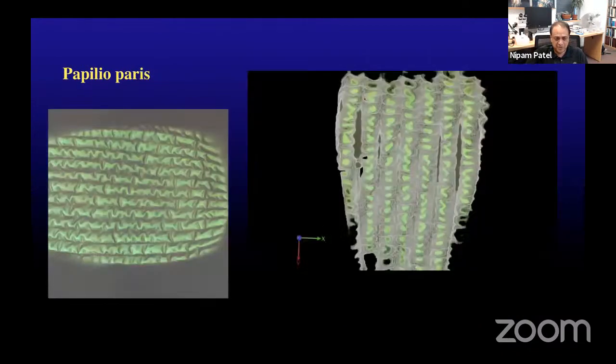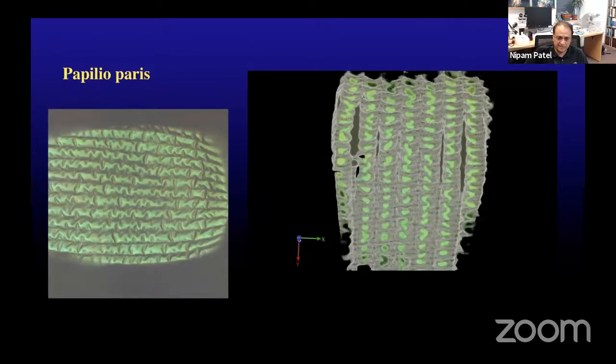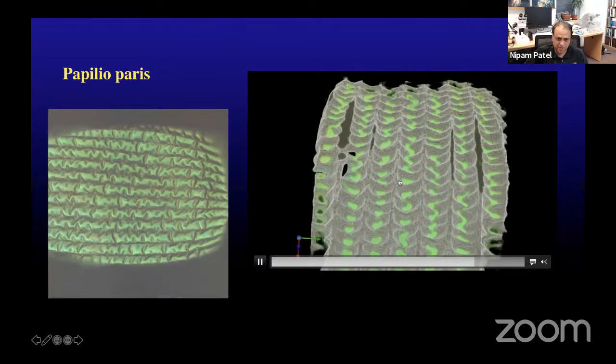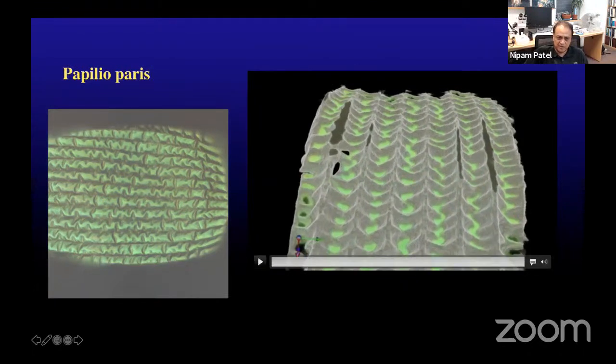Here's an example from Papilio paris that makes a more lime green color. And you can see that instead of dimples, it has this sort of wave pattern where the cross areas of the dimples don't really meet, so there are no retroreflections in there. And so you get this very different color.